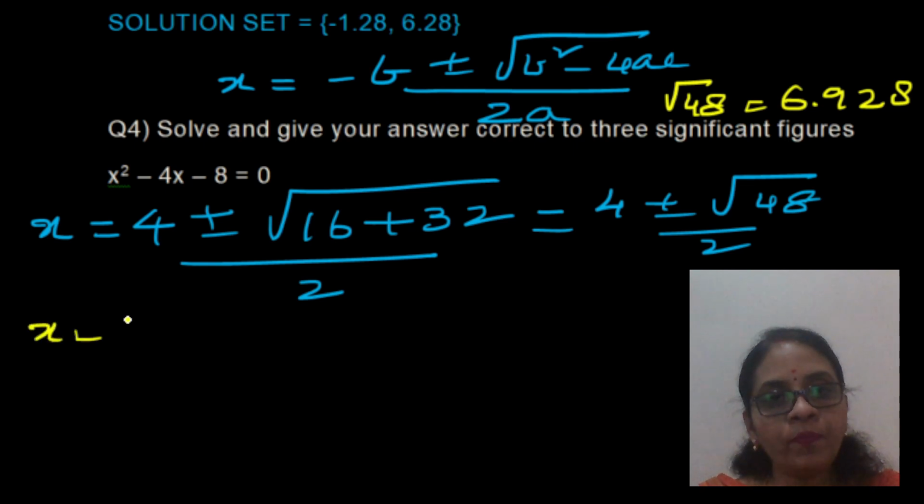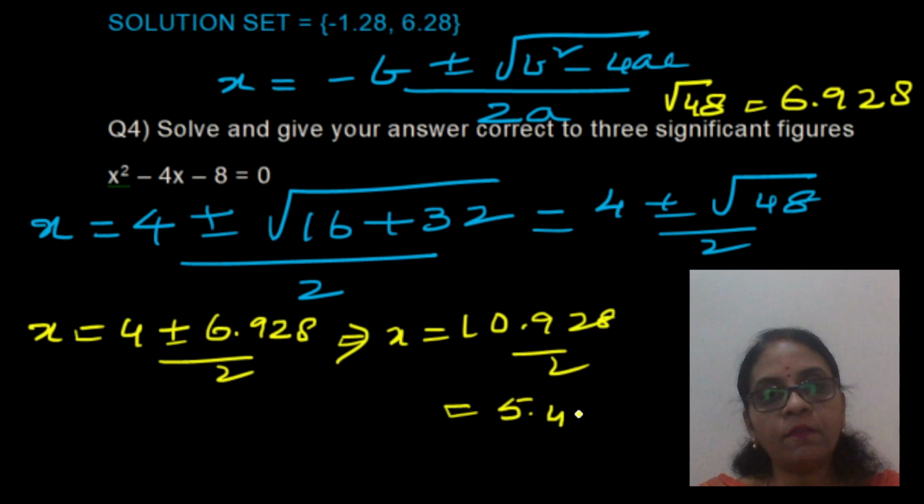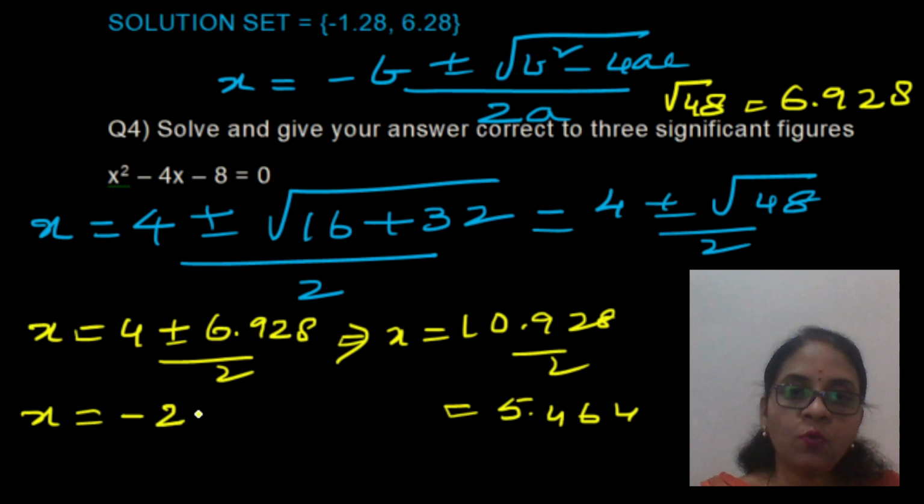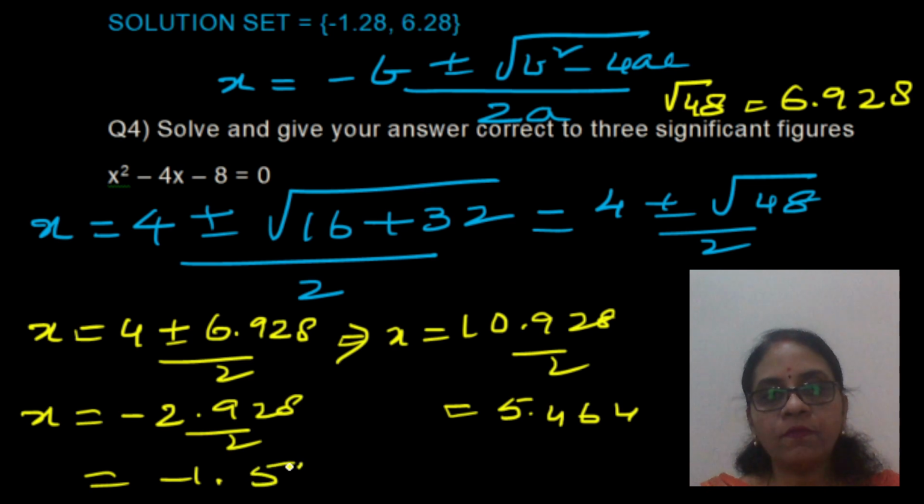So x is equal to 4 plus or minus 6.928 by 2, which means x is 4 plus 6.928, that is 10.928, by 2, which is equal to 5.464, and x is 4 minus 6.928 by 2, which makes it minus 2.928 by 2, which is minus 1.464.